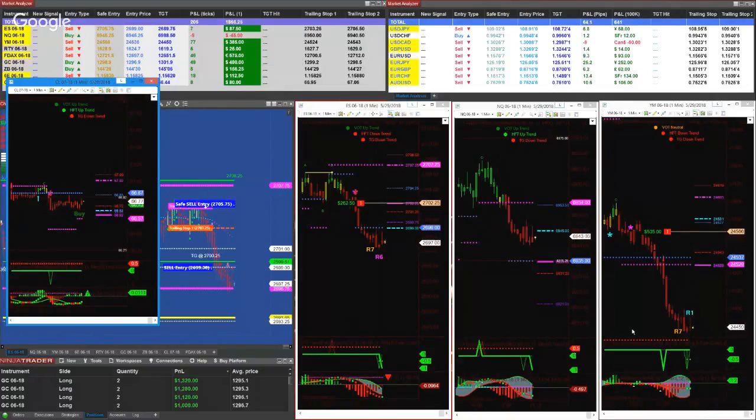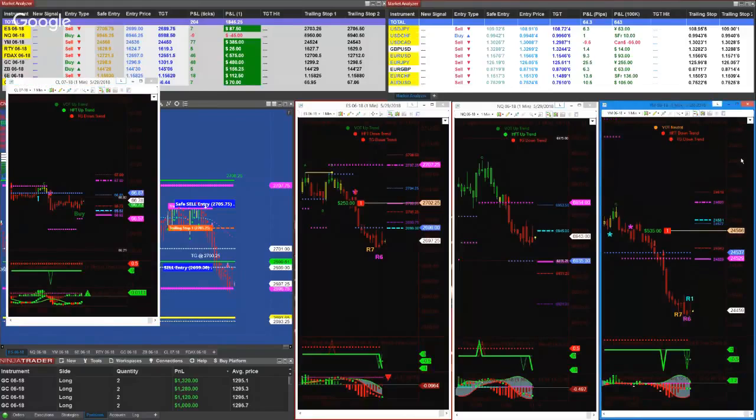R1 is a re-entry, for the ones who are not aware of the system. R1 is a re-entry. That means stay on that trade. R1 is a re-entry position. R6, R7, R3, R4 are reversals.